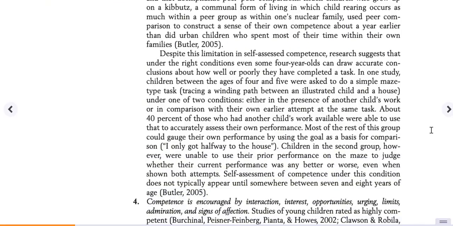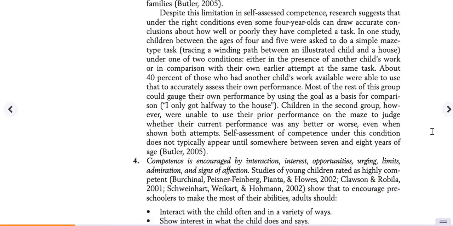Despite this limitation in self-assessed competence, research suggests that under the right conditions, even some 4-year-olds can draw accurate conclusions about how well or poorly they have completed a task. In one study, children between the ages of 4 and 5 were asked to do a simple maze-type task, tracing a winding path between an illustrated child and a house, under one of two conditions, either in the presence of another child's work or in comparison with their own earlier attempt at the same task.